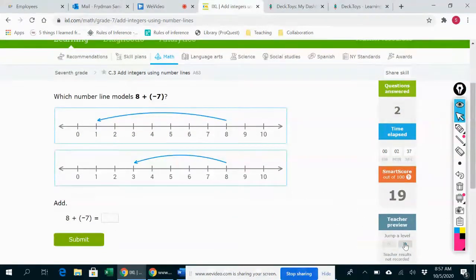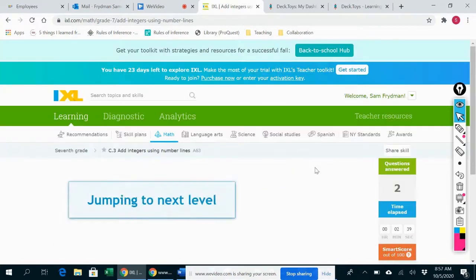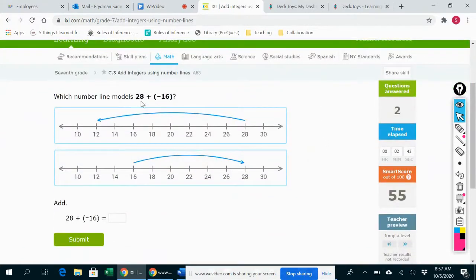All right, let's jump ahead to the next level. 28 plus -16. So again, we're going to start on 28, and then since we're adding -16, we would move to the left 16 spaces. So that would be this picture right over here. You can see we started at 28, and then we moved to the left 16 spaces. Now you might be looking at that and thinking, wait a minute, we didn't move 16 spaces. We only moved 1, 2, 3, 4, 5, 6, 7, 8 spaces.